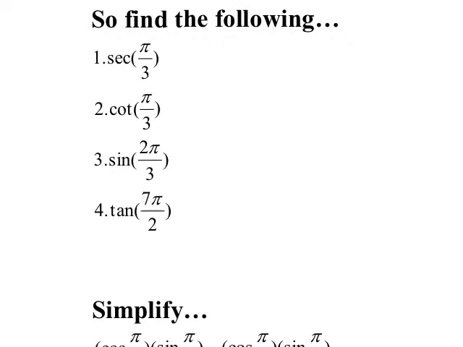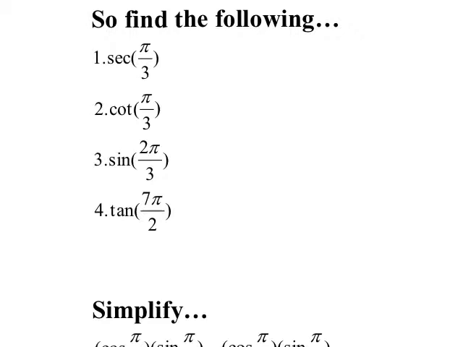The question is, what's the secant of pi over 3? Well, secant is equal to 1 over cosine. So therefore, if cosine of pi over 3 is 1/2, this is equal to 1 over 1/2, which is equal to 2. So the secant of pi over 3 is equal to 2, just like that.